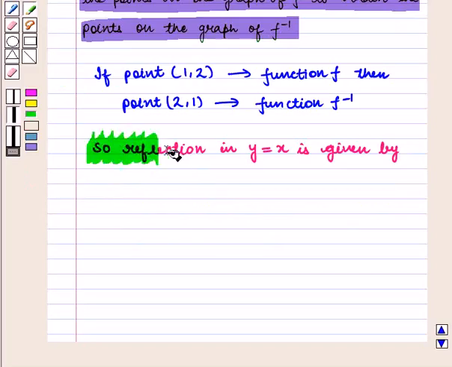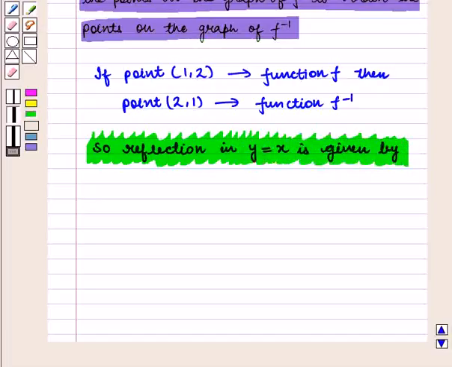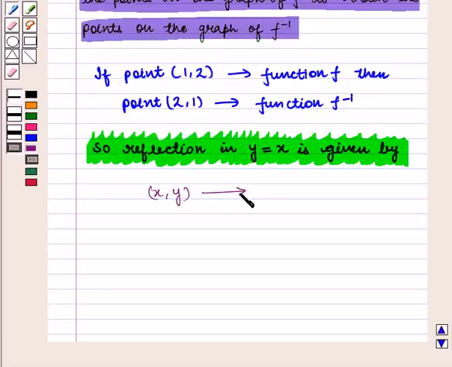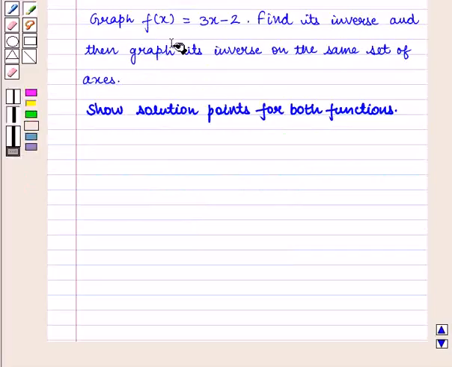So, reflection in y is equal to x is given by the point with coordinates x, y being transformed to the point with coordinates y, x. Let us consider the following example. Graph f of x is equal to 3x minus 2, find its inverse and then graph its inverse on the same set of axes. Show solution points for both functions.